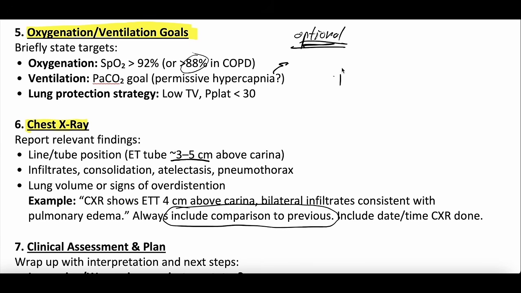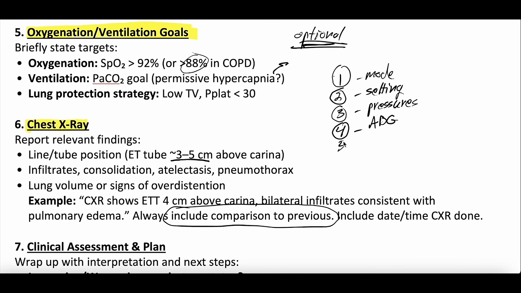So now let's see, we got step 1, which was mode. We have step 2, which was settings. We had step 3, which was pressures. Step 4, hopefully we're not making everybody not want to do critical care medicine. Step 4 was ABG. Step 5 was targets for oxygenation and ventilation. Step 6 is chest x-ray findings.